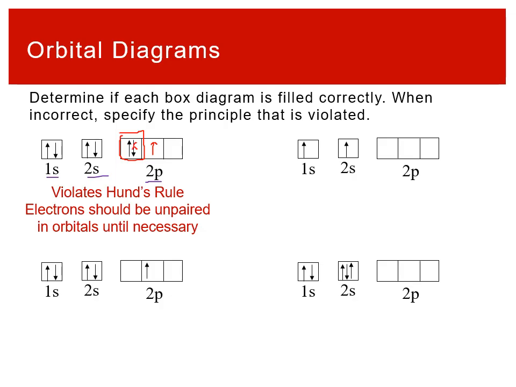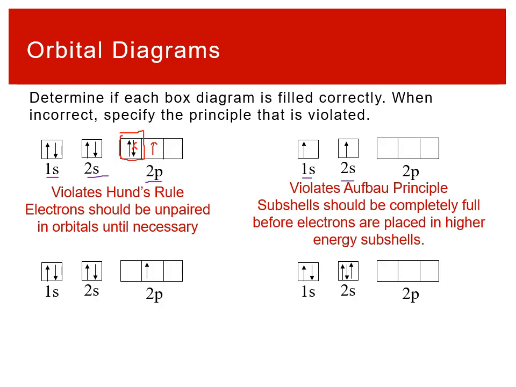If we look at our second example, I have the 1s and the 2s, my 2p is empty. And this one is wrong because this one violates the Aufbau principle, right? We should be filling our subshells before moving on to the next one. If we think about writing the notation, it'd be 1s1, 2s1. We've put an electron into the 2s subshell before the 1s subshell is full, and that violates the Aufbau principle. We can't do that.